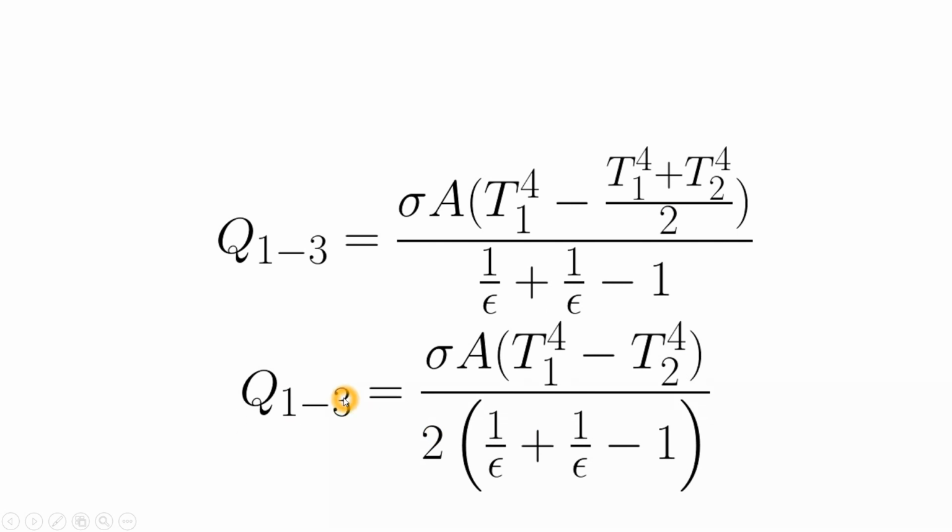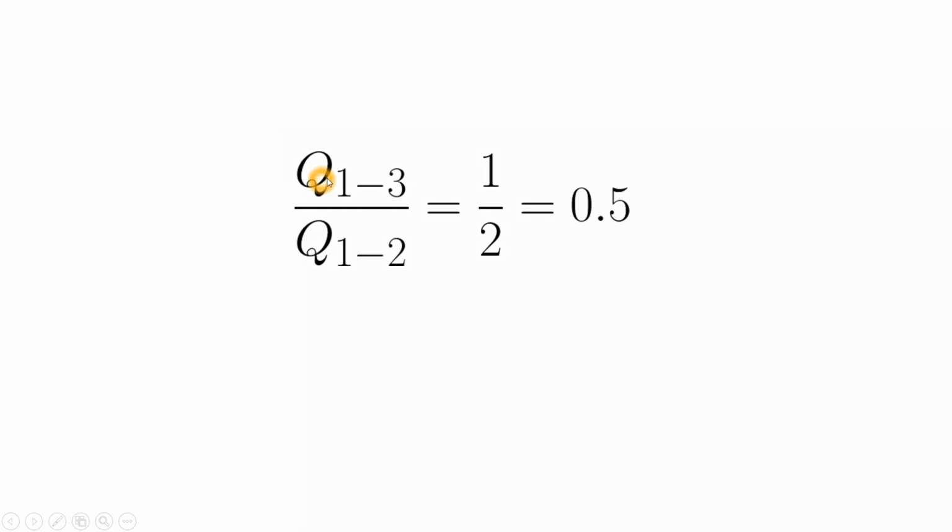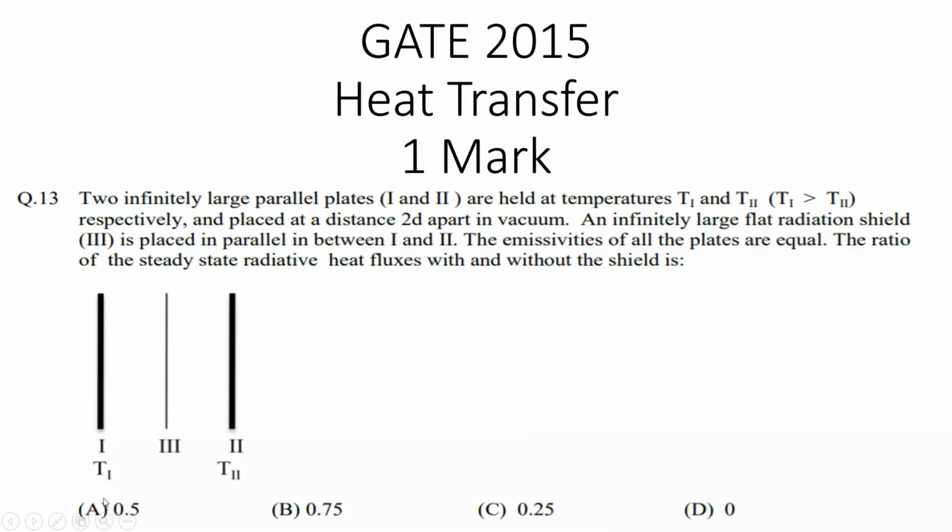They are just asking for the ratio, so finally we will get Q13, that is the heat transfer with shield, upon Q12, which is the heat transfer without shield. So this ratio we get is 0.5. From this, option A is correct.